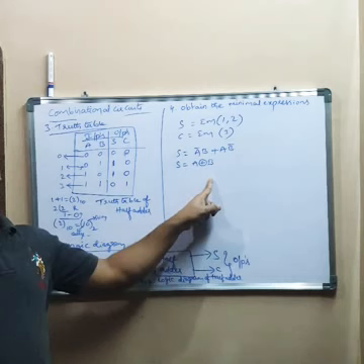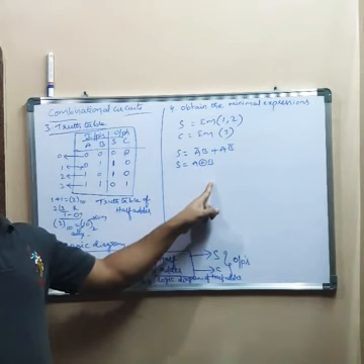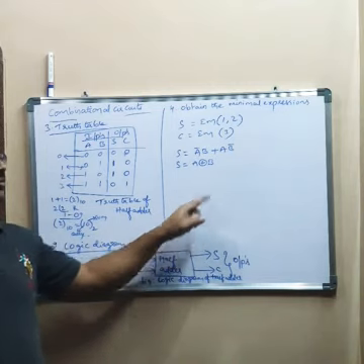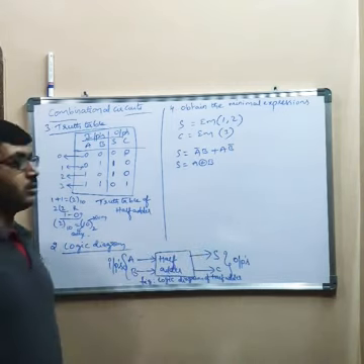For unequal inputs, the output will be 1. For equal inputs, the output will be 0. XOR gate is also called as inequality detector. So this is the expression for sum.